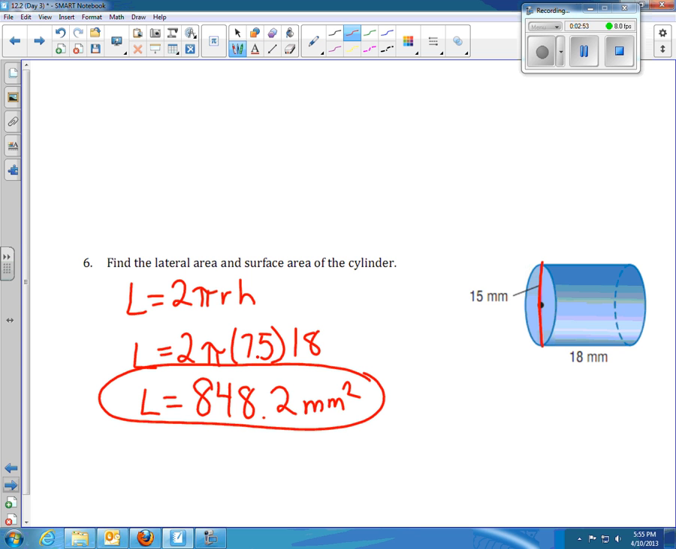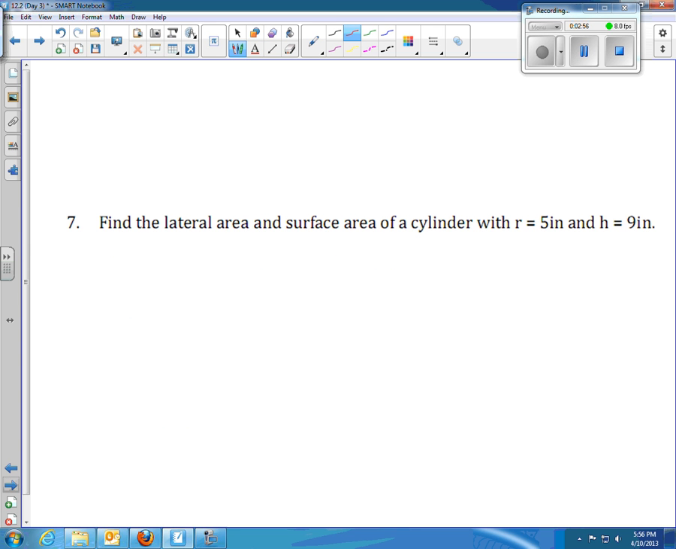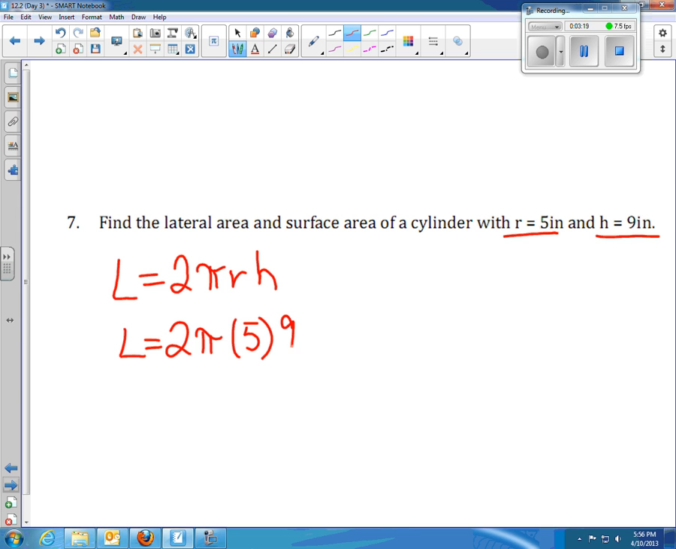Let's go ahead and try lateral area on the next problem, which is on the back side of your note sheets. All right, so lateral area and surface area of the cylinder, it has a radius of 5 and a height of 9. So we're just doing lateral area. Remember, lateral area is 2 times pi times the radius times the height. 2 times pi is standard. Radius this time, they told us, is 5 times the height, which is 9. Go ahead, pause the video and type that all into your calculator. All right, and if you did that, you should get 282.6 inches squared.